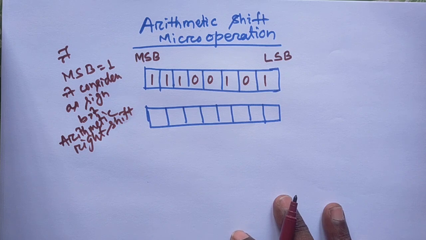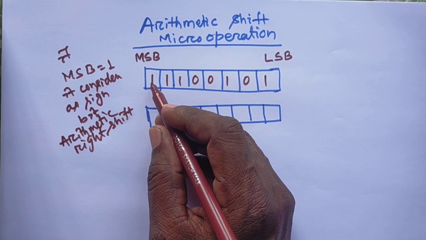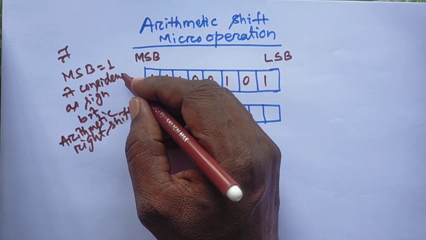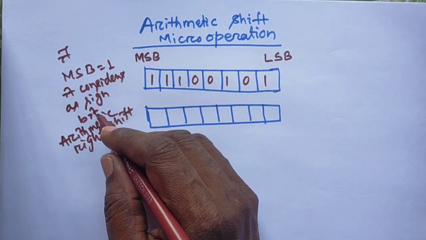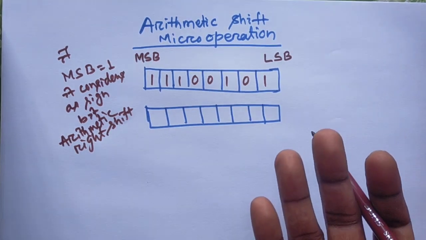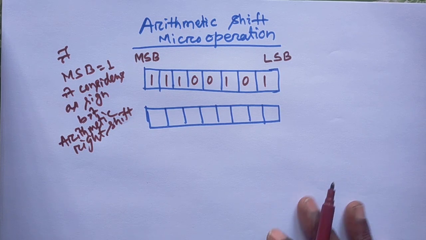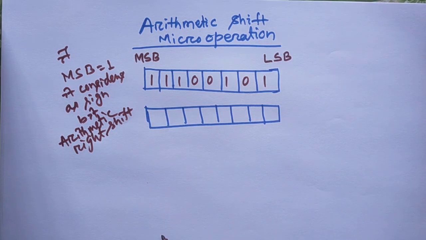I told you that if the MSB is 1, it is considered a sign bit. If it is 0, it is unsigned. A sign bit means a negative number. This is the concept. If it is 0, it is not negative, it is a positive number.